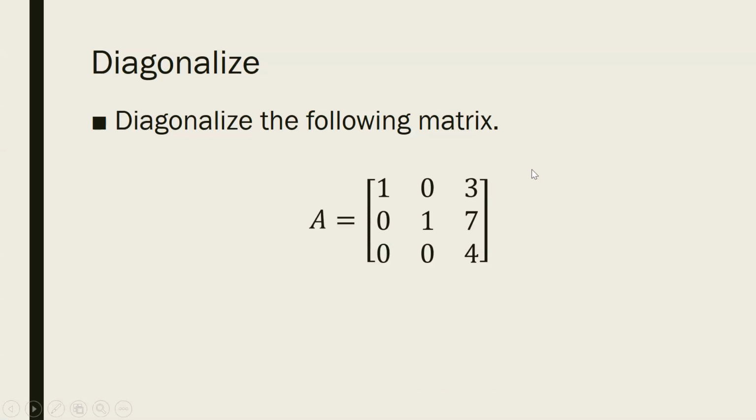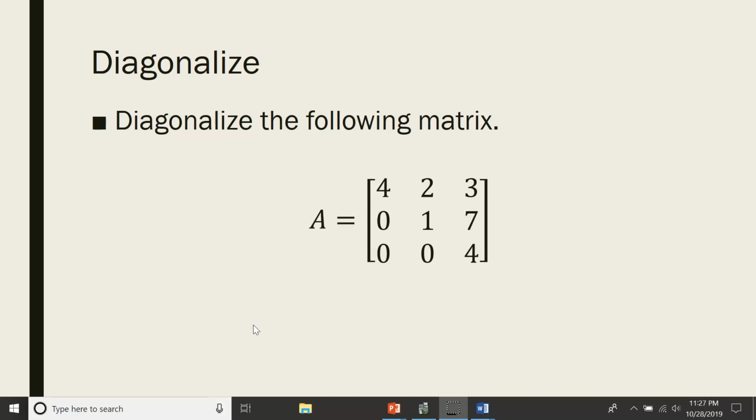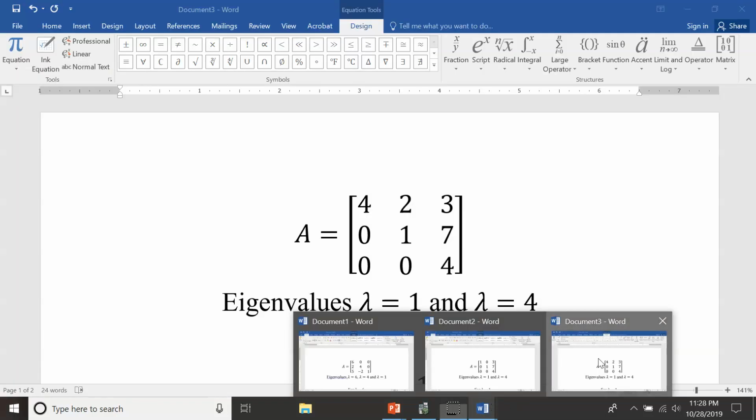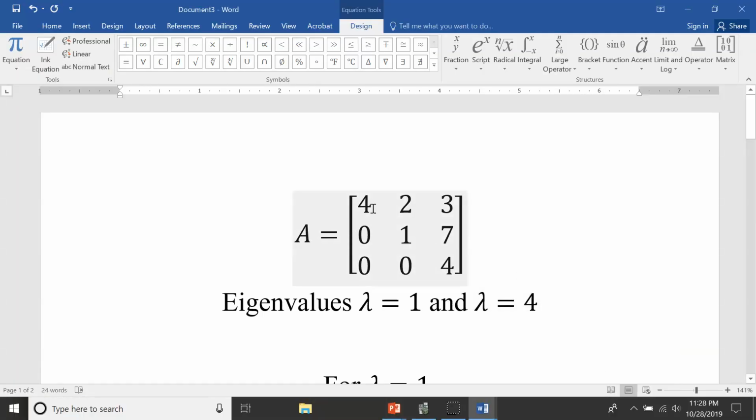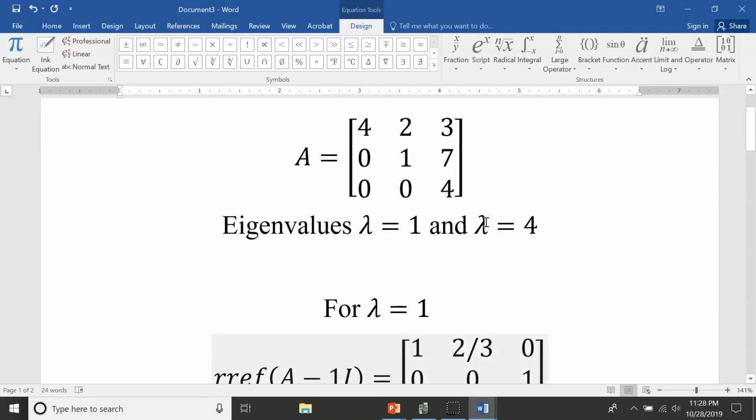Now I want you to try the same thing for this matrix. Again, it's a triangular matrix. All right, hopefully you went ahead and did that. I'm going to go through this one. We take the matrix that we're given, 4, 2, 3, 0, 1, 7, 0, 0, 4.